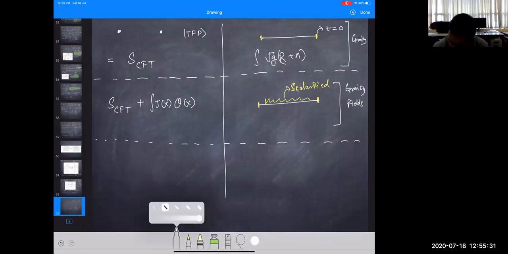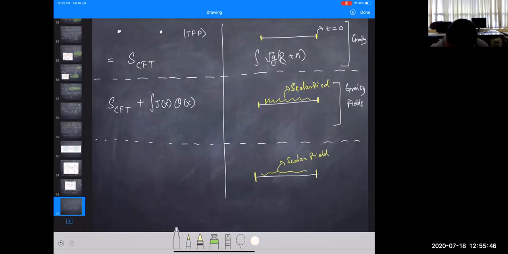point further. What did we do in the bulk? We had a bulk manifold which ended somewhere here, and we had some scalar fields on this. Okay. Now we also extended this bulk manifold outside by attaching some BL and BR. So what does this mean?